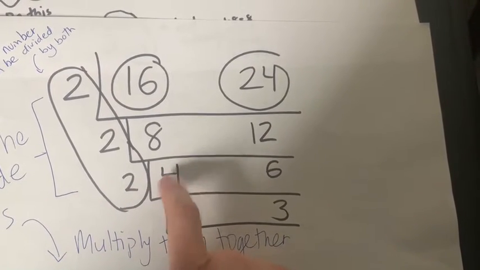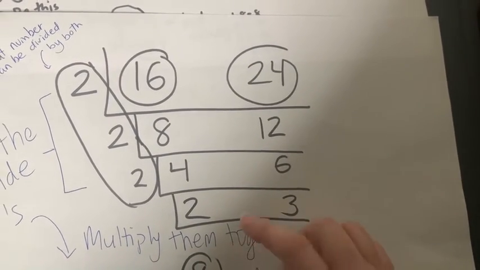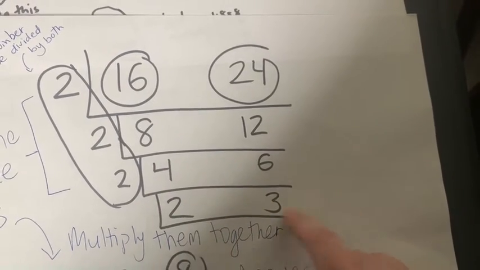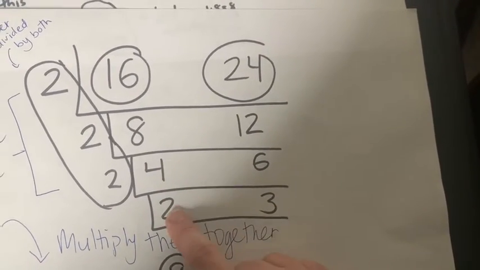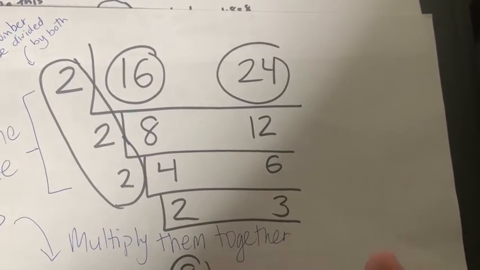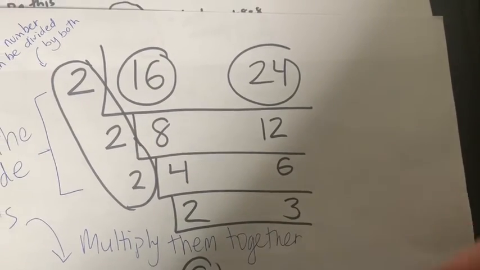So 2 divided by 4 is 2, and 6 divided by 2 is 3. So once I get to the bottom tier, and I've made that L and I've captured those two numbers, I look at 2 versus 3. 2 and 3 don't have much in common, and they are also prime numbers. So I stop right here because I can't split them up anymore.